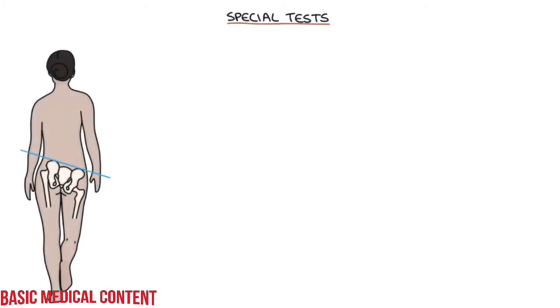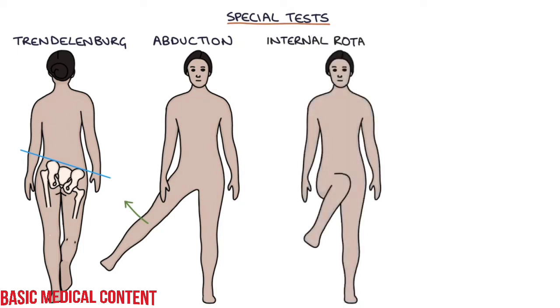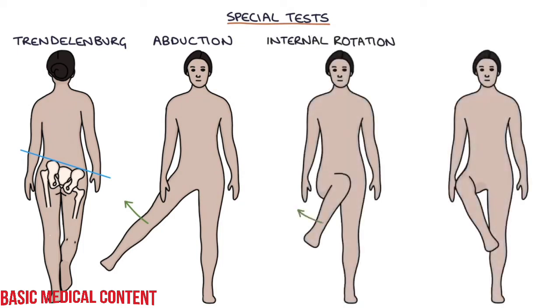The NICE Clinical Knowledge Summaries updated in 2016 suggest special tests to help establish a diagnosis. And these special tests are the Trendelenburg test, which we'll talk about in more detail, and then resisted movements, such as resisted abduction of the hip, resisted internal rotation of the hip, and resisted external rotation of the hip.